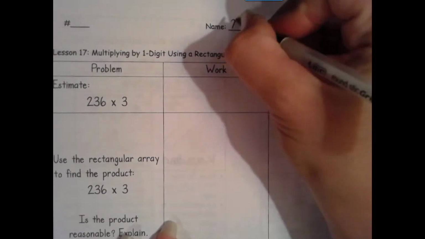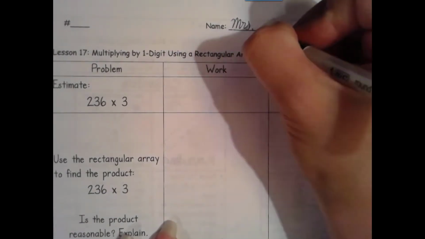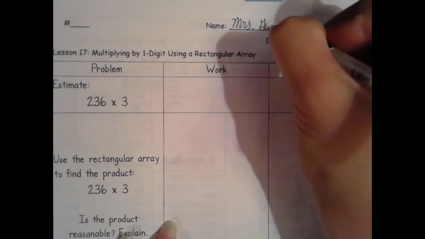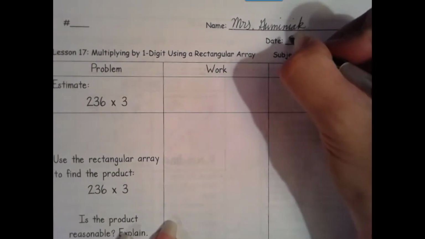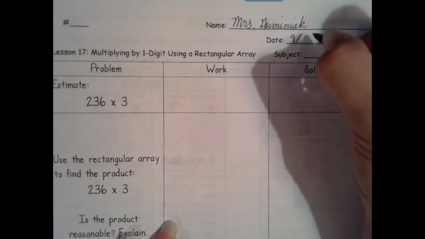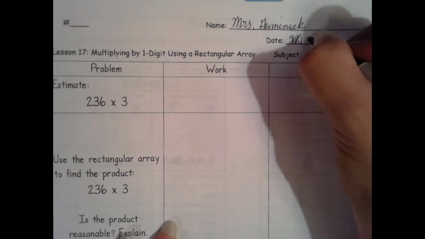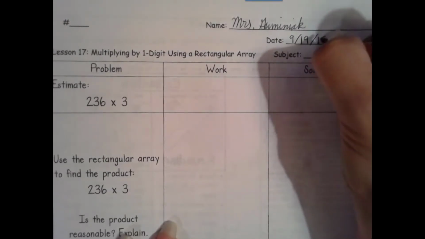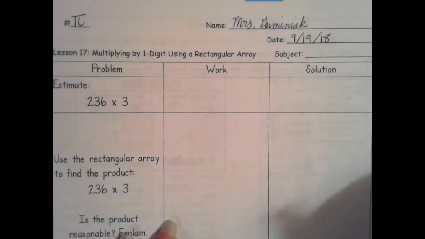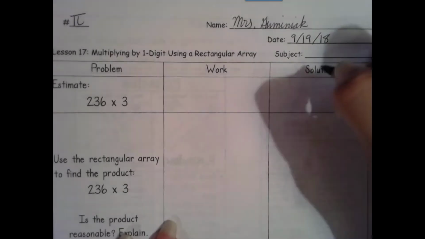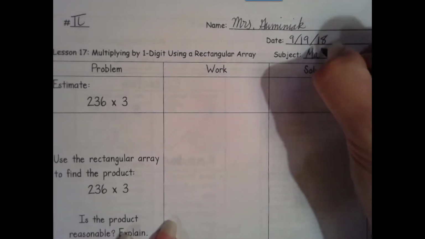Let's put on our heading. Always put that first: name, number, date, first and last in cursive. Make sure you're putting down the date that you're working on these. Put your number. And subject is math.